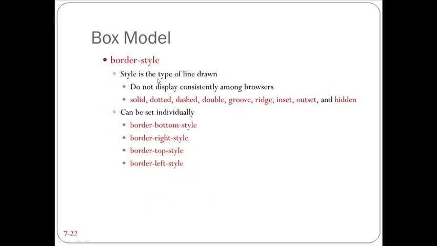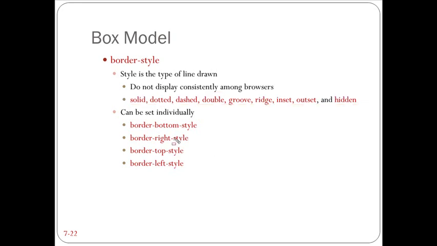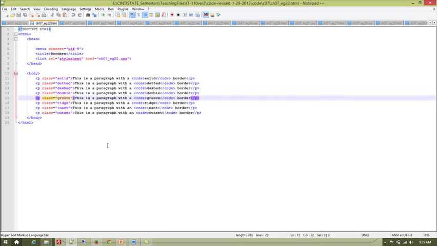The border style, this is the type of line that's being drawn. They're not very consistent from one browser to another. They're close, but they're not always consistent, so you might want to check it to make sure. All the different types that are available to you are solid, dotted, dashed, double, groove, ridge, inset, outset, and hidden. And again, just like the color, you can apply them to each individual side as well. So each side could have a different border if you wanted to, just like each side could have a different color.